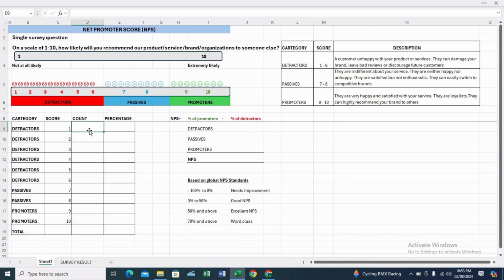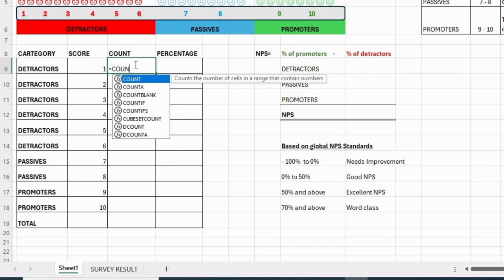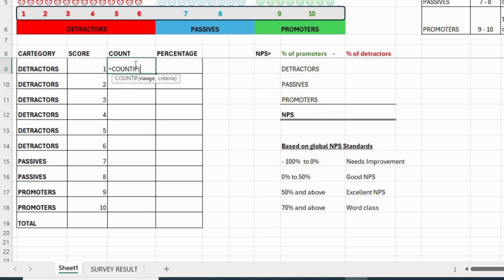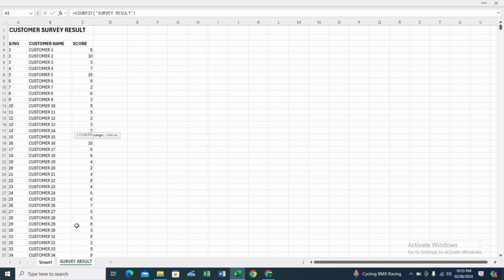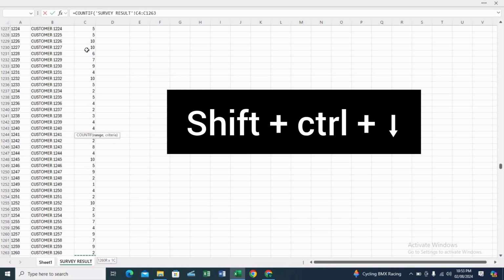In order to effectively count each of those results in relation to their scores, we will be using the COUNTIF function. We'll start with the equal sign, then I'll type COUNTIF and open the bracket. The range will be the range from the survey result. From the score, I would press down the shift and the control key and the down arrow key to highlight to the last.